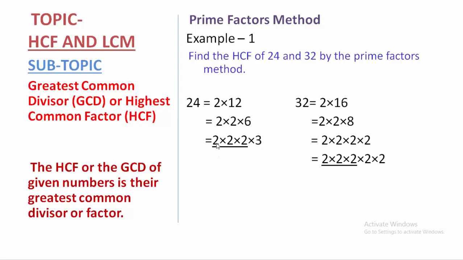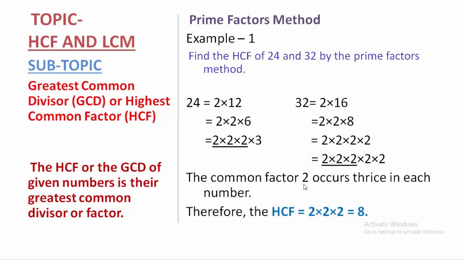Between the factors, 2 is the common factor between the factors of the given numbers. But how many times does 2 occur? 3 times. 1, 2, 3. And in the factors of 32 also 3 times. 1, 2 and 3. And that is why the common factor 2 occurs thrice, means 3 times in each number, and therefore the HCF is equal to 2 multiplied by 2 multiplied by 2 equal to 8, means the product of the common factors, and that is 8. Therefore the HCF of 24 and 32 is 8.